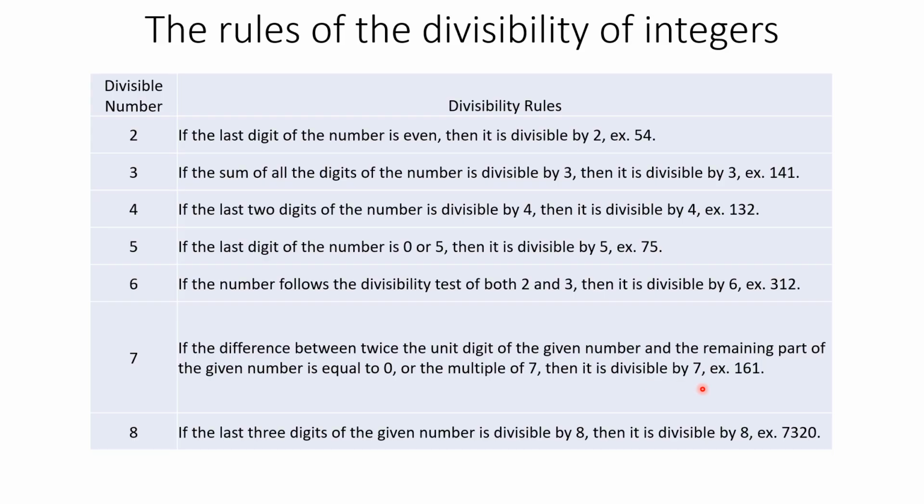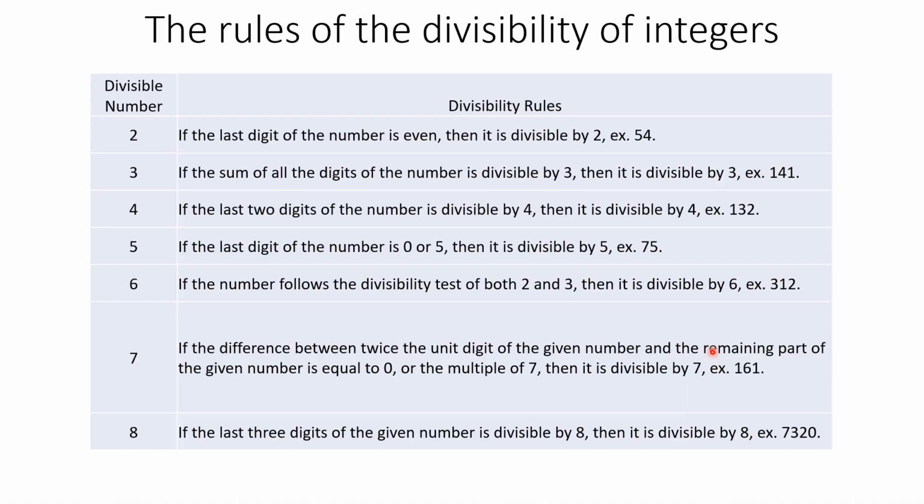For example, 49. So twice the units digit is 18. 18 minus the rest of the number, 18 minus 4, gives us 14. So it also works both ways. It's basically the bigger number minus the smaller number.